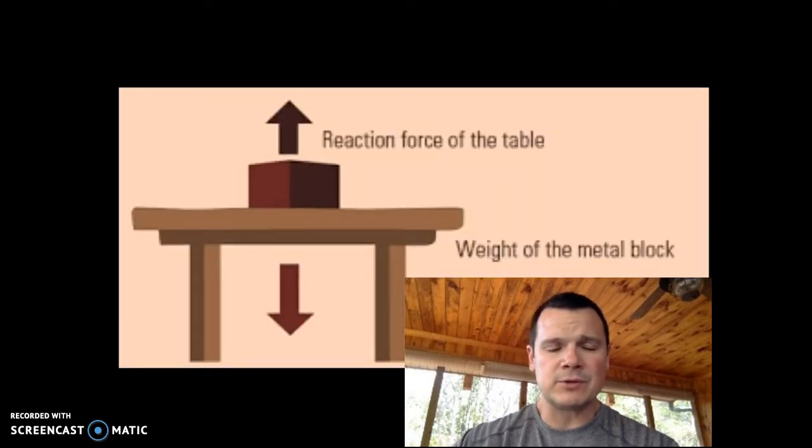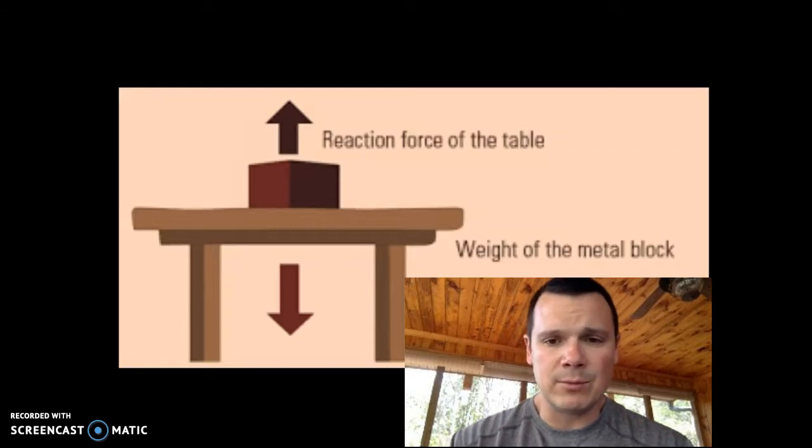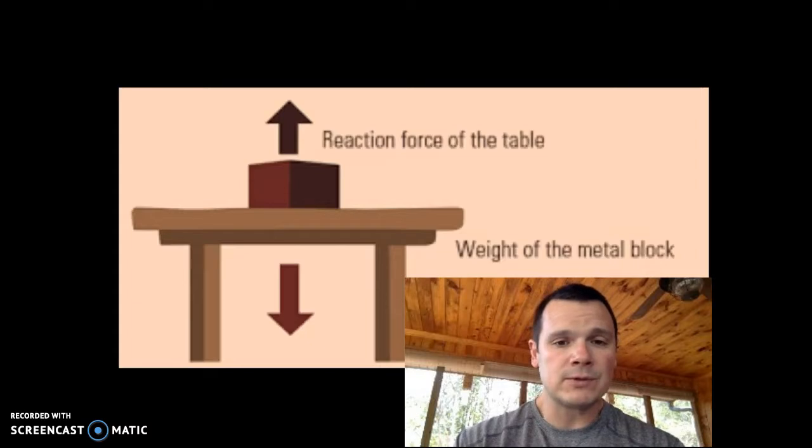If you take a look at this picture, you have an object sitting on a table, and gravity is obviously exerting a downward force on the object. So the object is pushing down or pulling down on the table, but the table is also exerting an equal and opposite force on the object. This could be a book or a brick, but the forces between the object and the table are equal in magnitude, and they're in opposite directions.